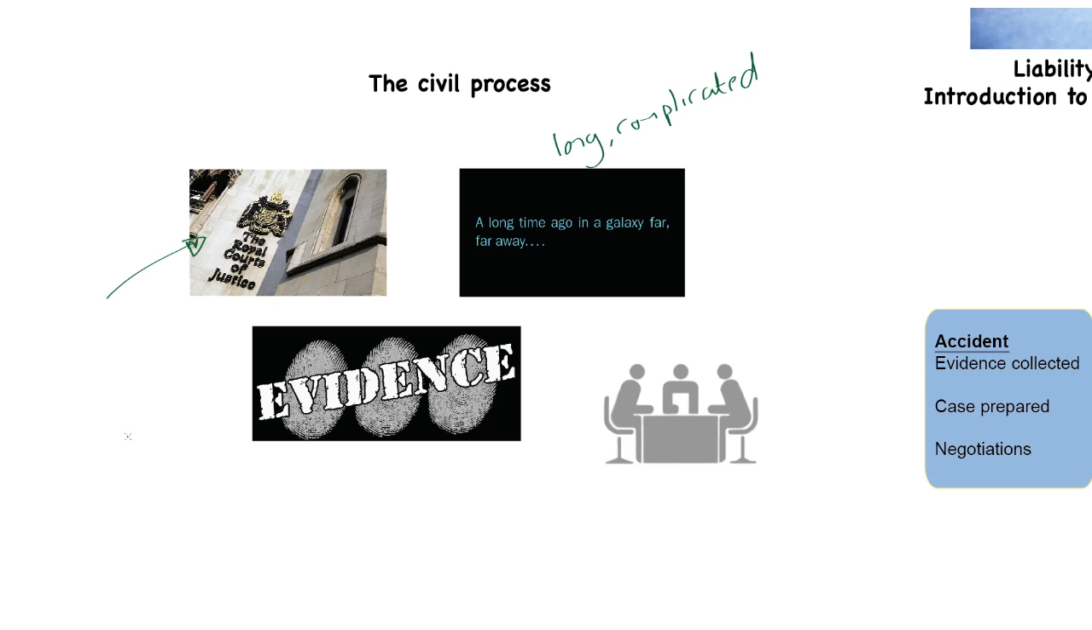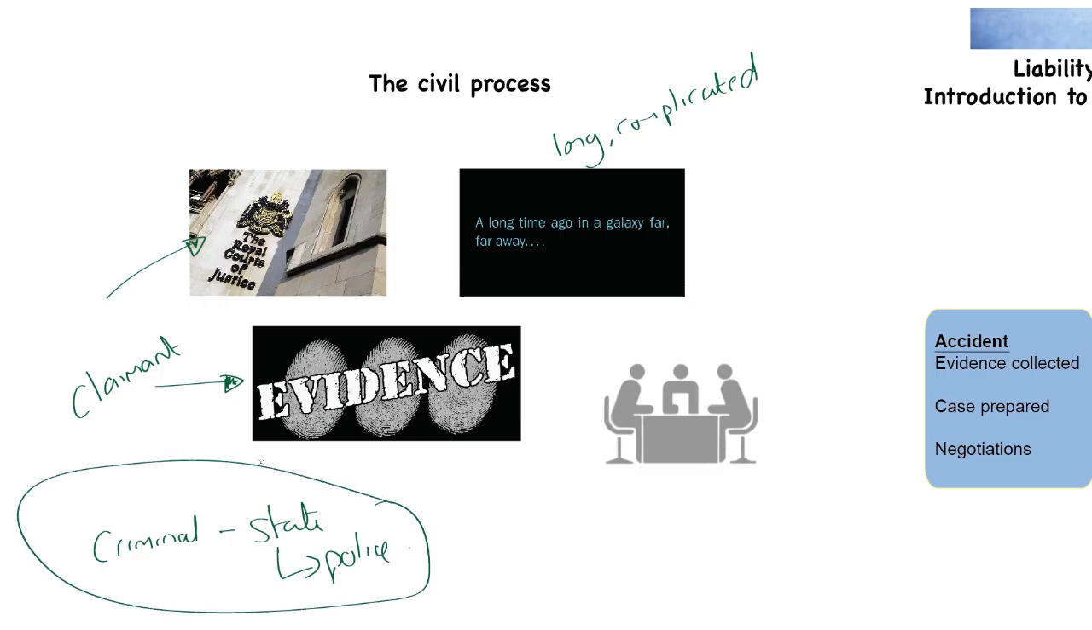Once the claimant is advised that they are likely to have a claim, then their legal team collects evidence. So although it is through their legal team, in civil cases the claimant collects the evidence. In criminal cases, you'll remember, the state collects evidence through the police. So criminal, state collects evidence. In civil, the claimant collects the evidence, although that is predominantly through their legal team.